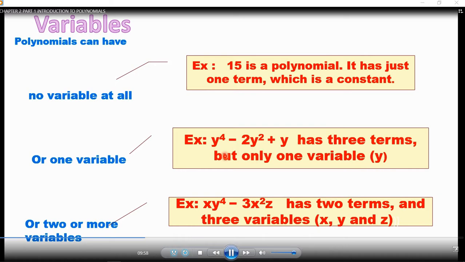But this polynomial is different from this polynomial, because here there is only one variable, but here there are 3 variables.